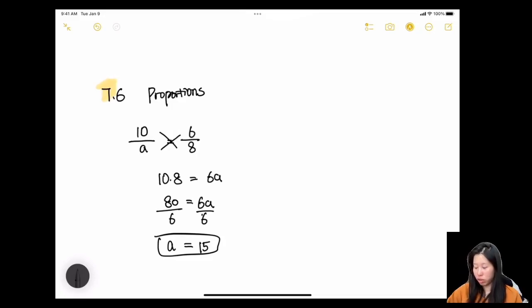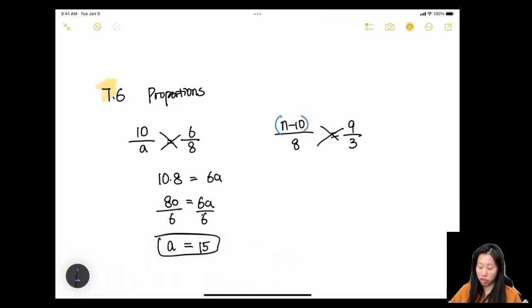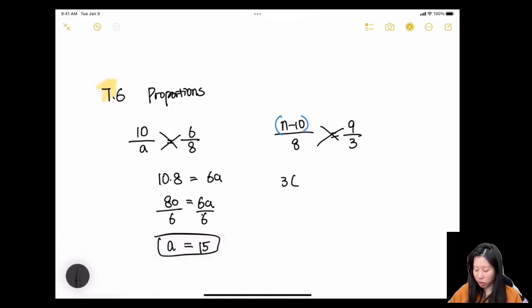Let's try this one. n minus 10 over 8 equals 9 over 3. Again, we cross multiply them. When you cross multiply, always remember to put the parentheses because you don't want to forget. You don't just multiply the n or the 10. You want 3 to multiply the whole thing. So I will have 3 times (n minus 10) equals 9 times 8. So 3(n minus 10) equals 72.